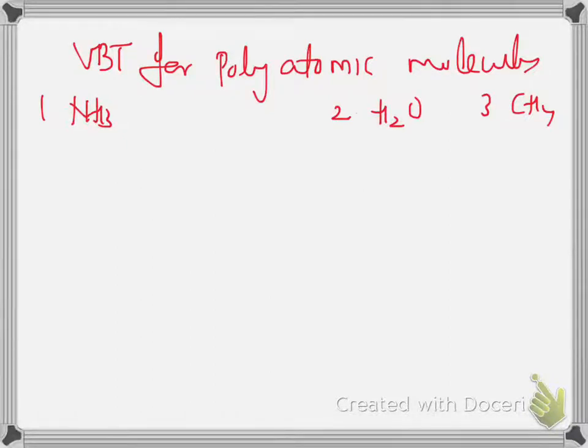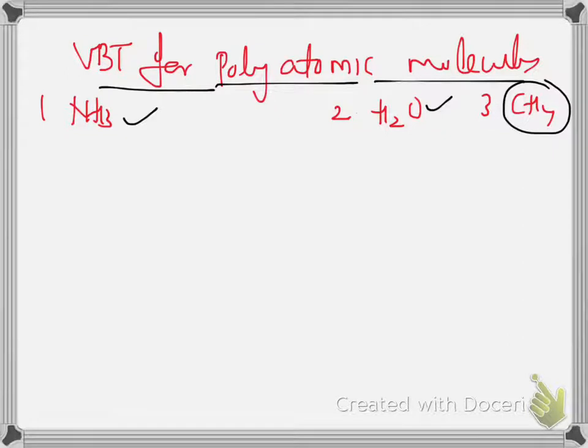Dear friends, in the last video we completed the postulates of valence bond theory and also discussed the formation of sigma bond and pi bond. Today we have to see how valence bond theory succeeded in explaining the structure of, or bonding in, polyatomic molecules like ammonia and water. But the same theory failed in the case of methane. We have to see them one by one.